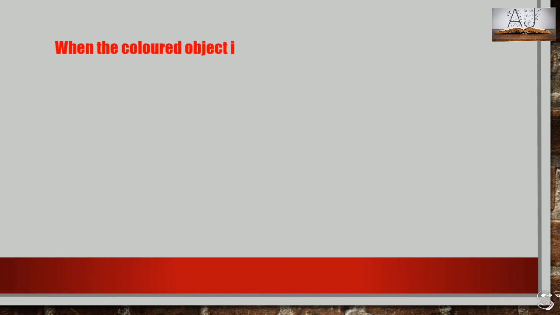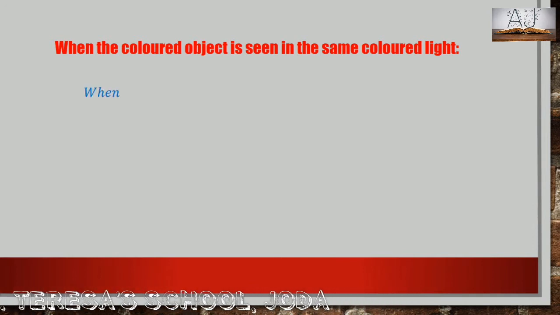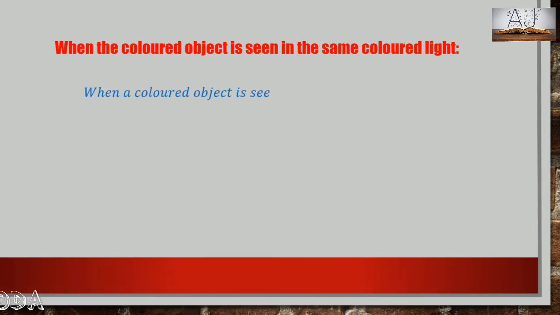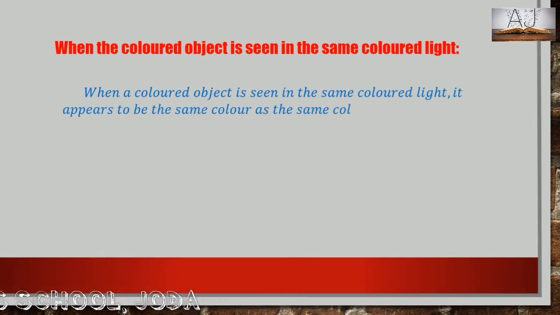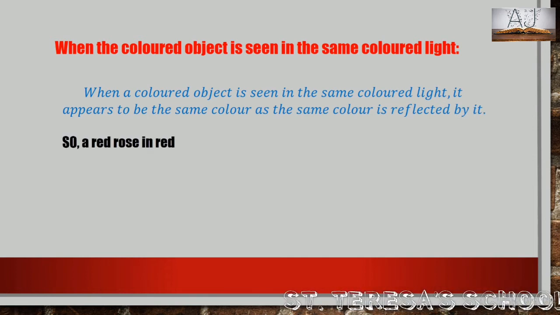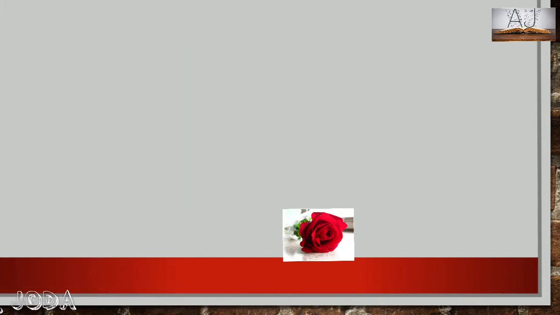Okay, now let us see another situation. When the colored object is seen in same colored light. When a colored object is seen in the same colored light, that means it will reflect the same color light which falls on the object because it's capable of reflecting the same light. Like a red rose in red light appears red.